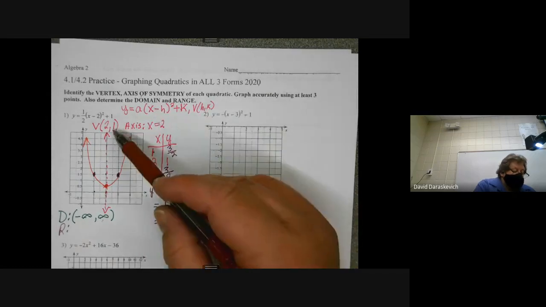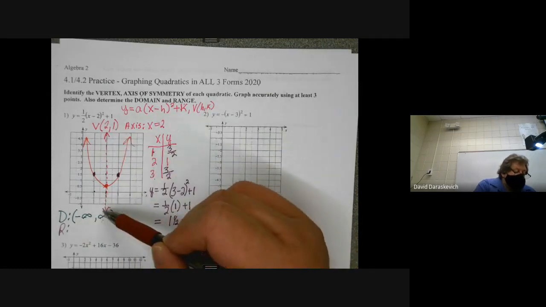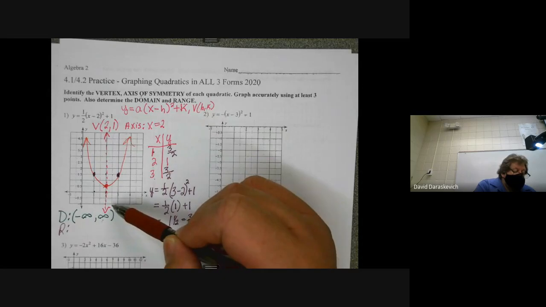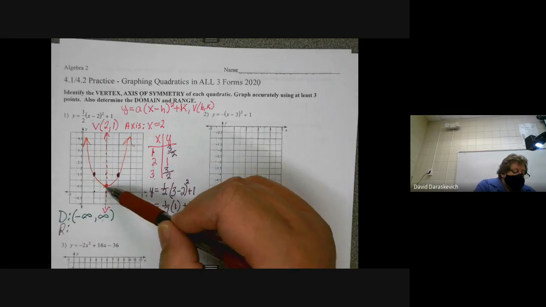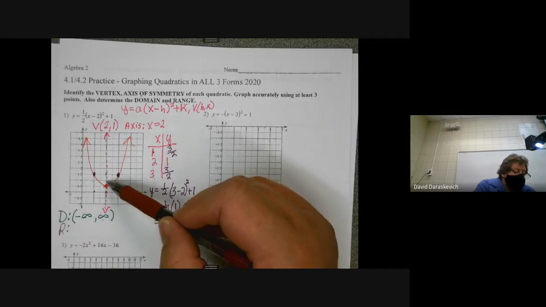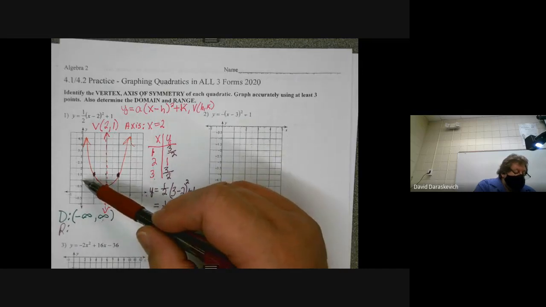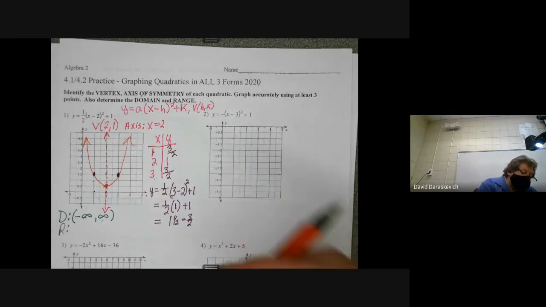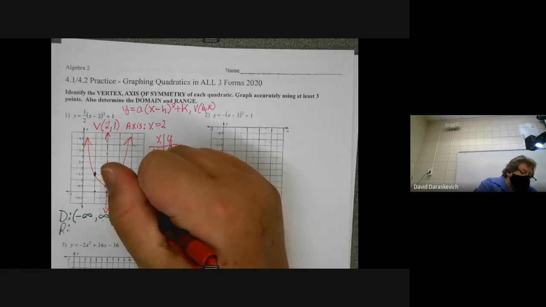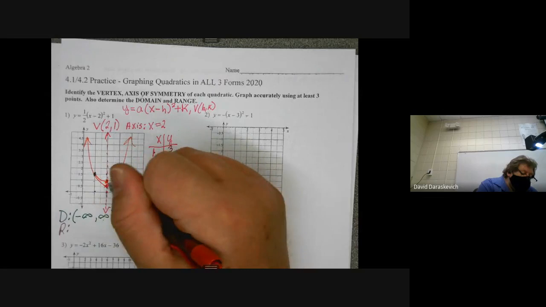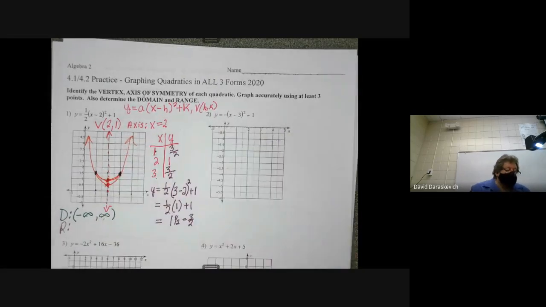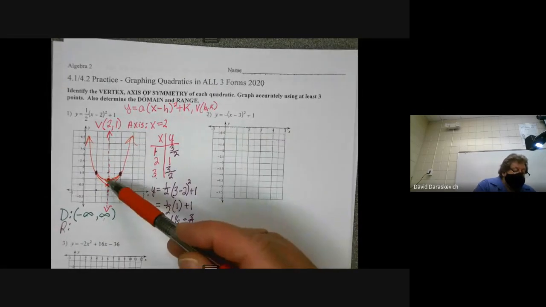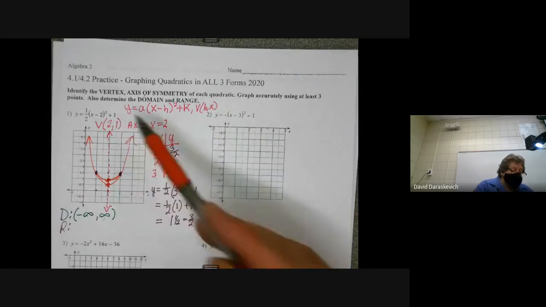So our k is 1. Did I screw this up? I put it at 1/2. This should be up here. Yeah, this vertex, I thought that was 1, should be here. I did screw this up. That's okay. I think you guys realize that. So it should be our k, which is 1.